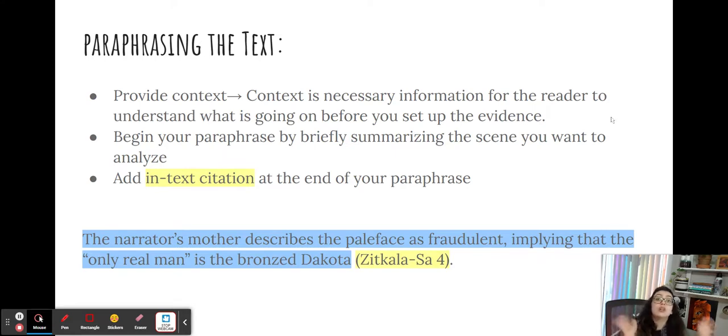Okay, so those are just some best practices for essay writing. If you have any questions at all whatsoever, please don't hesitate to reach out to me and ask. Let me know if you want any clarification on anything. Thank you.